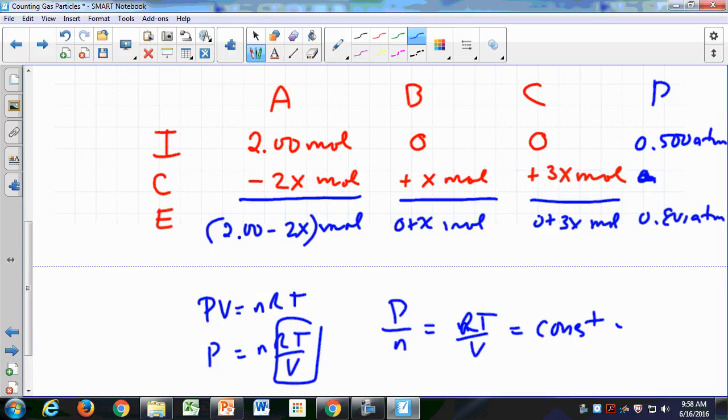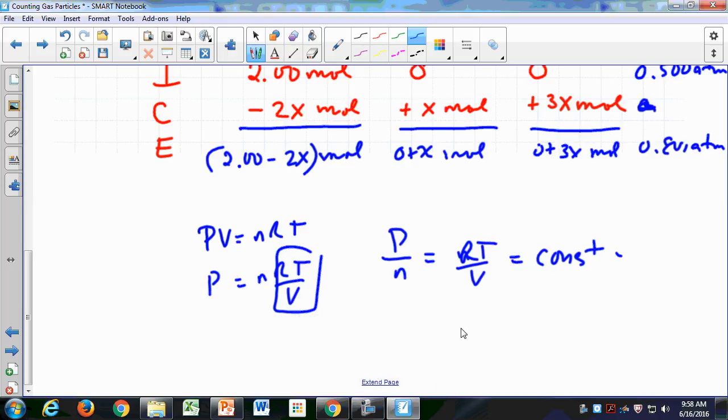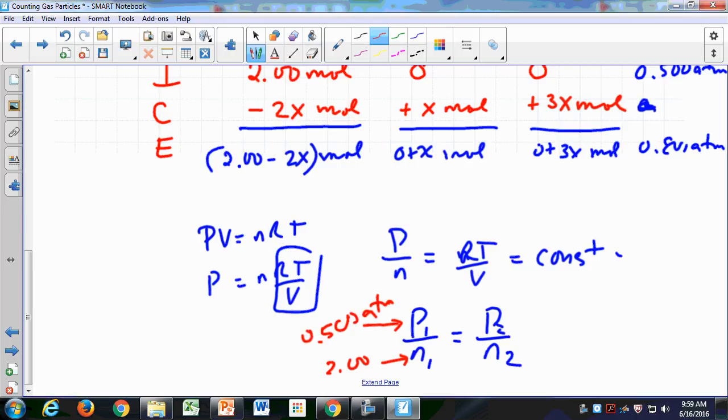So you can say then that P1 over n1 would be equal to P2 over n2, where n1 and n2 are the total moles before and after. Well, you know what n1 is. It's just 2 moles total. P1, you know, is 0.5 atmospheres. P2, the final pressure you're looking at, is 0.8 atmospheres. So you can figure out what n2 is.